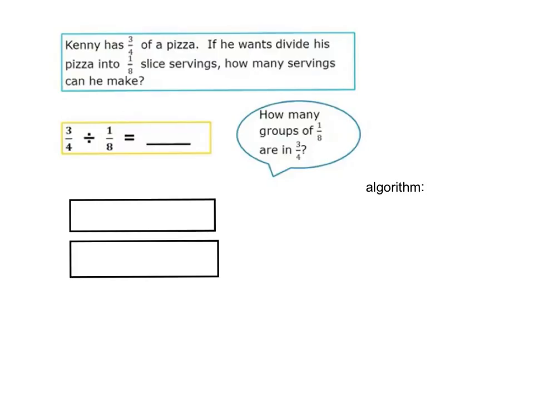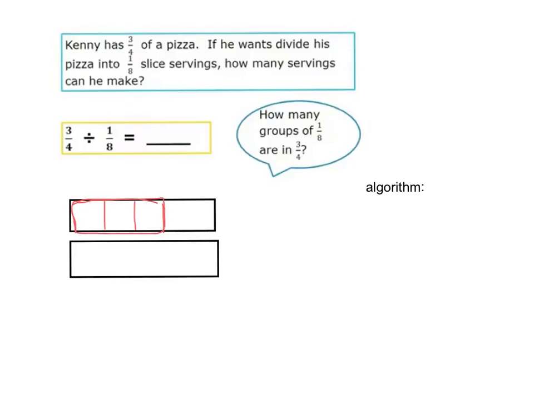Let's try one more problem before we get into a couple more vocabulary words. So Connie has 3/4 of a pizza. Here's my pizza, I'm going to split it into fourths, and he has 3/4 of it.